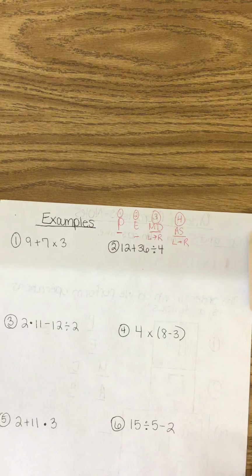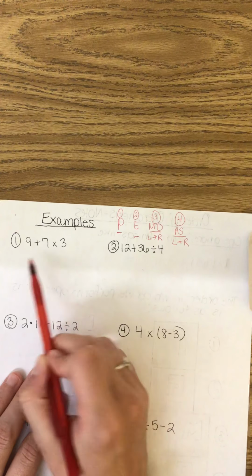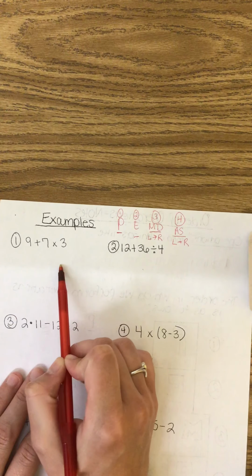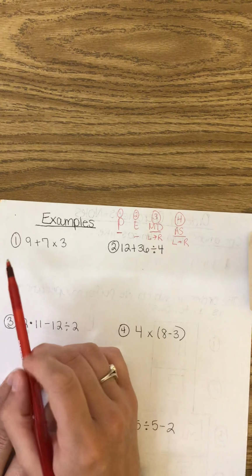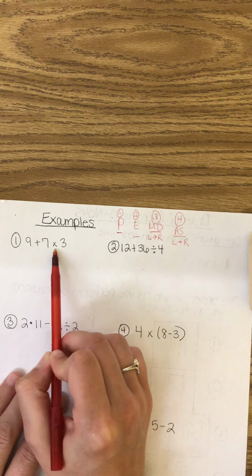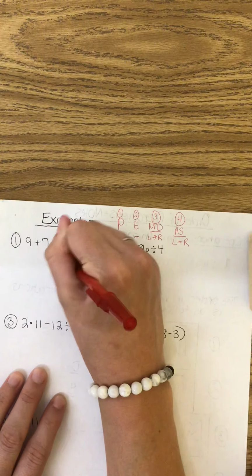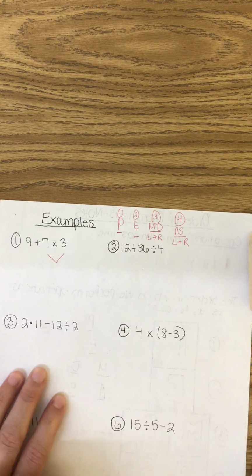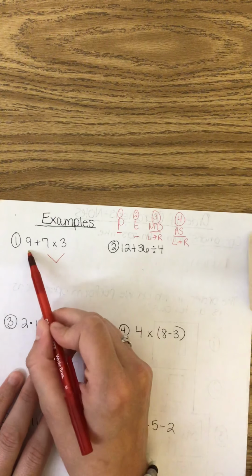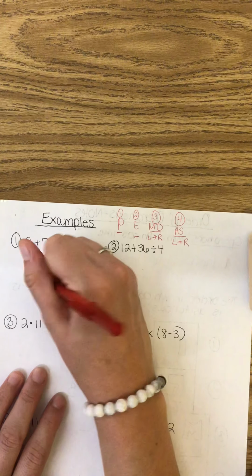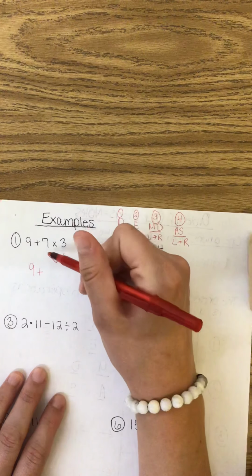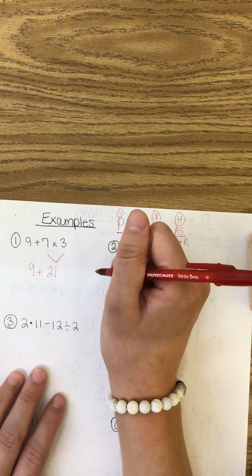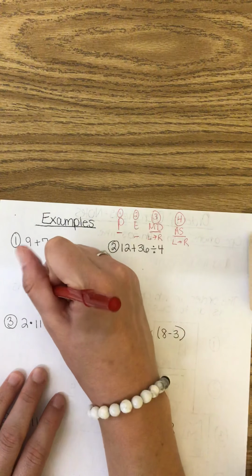All right, so with number 1, we have 9 plus 7 times 3. We don't have parentheses, we don't have exponents. Do we have multiplication or division? Yes, we just have multiplication. So we're going to do this part of our expression first, and I always use these like V's to show what we're going to do first. So we're not doing anything to 9 right now, we're just going to bring it down, and we have 9 plus 7 times 3 is 21. And now that's all we have left is 9 plus 21, which does give us 30.